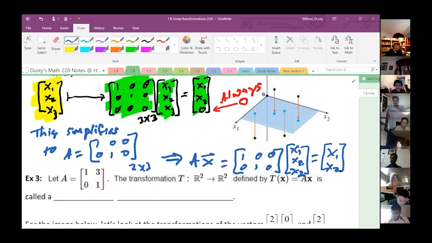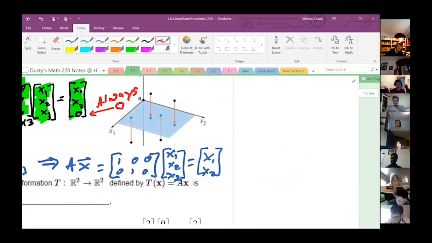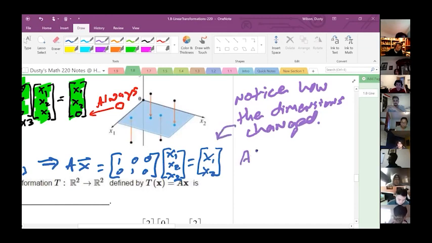And so one of the points of this particular example is that it shows you how the dimensions changed. So down here, our A transformation was starting in R3 and it was going to R2.